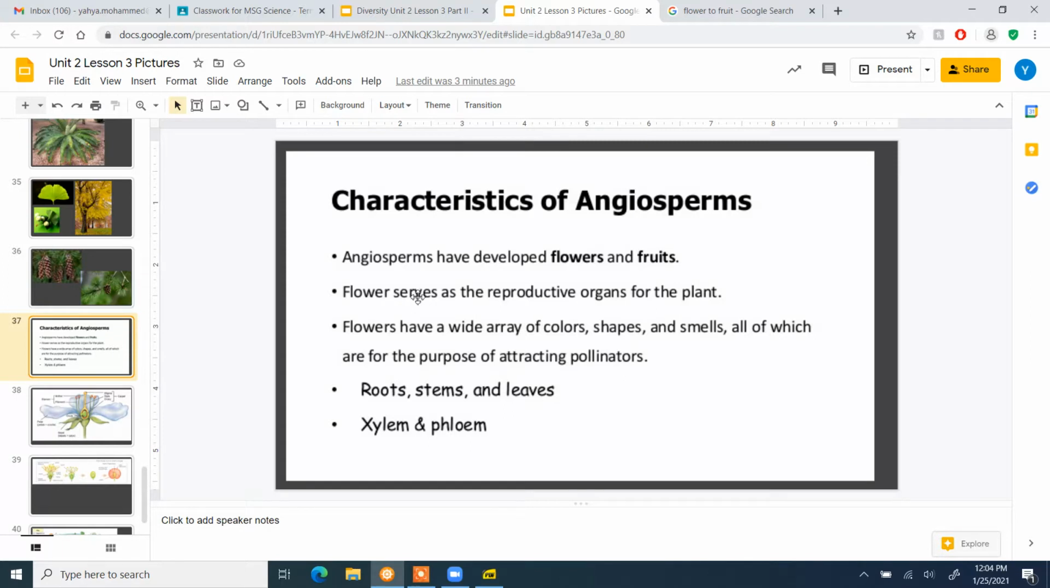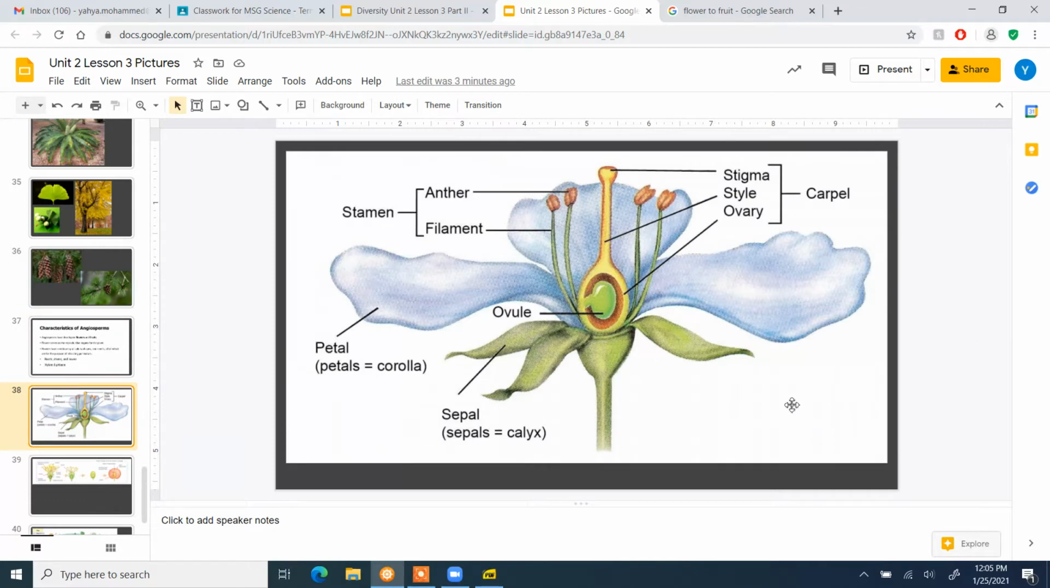So the flower serves as the reproductive organs for the plant. That's where the seed and the fruit is produced, in the flower. And in order to attract pollinators, the flowers, they come in all different colors, shapes, and smells. So let's take a look at the structure of a flower.